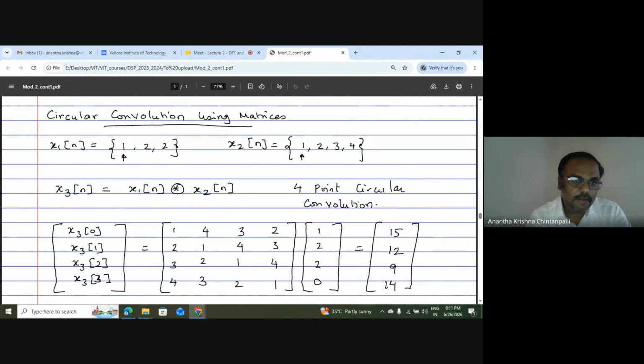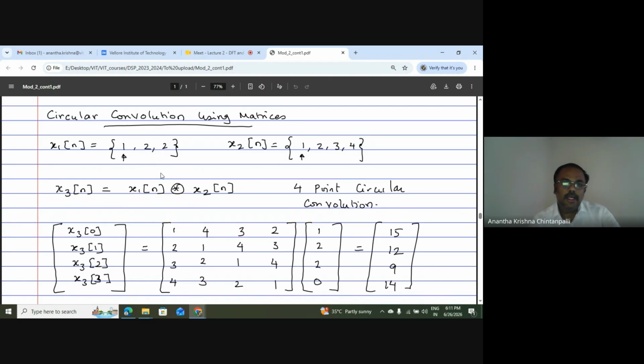I have been given the sequence x1 of n is 1, 2, 2, and x2 of n is 1, 2, 3, 4. I want to compute a 4-point circular convolution. The first thing is that x2 has length 4, but apparently x1 has length 3. So you need to zero pad 1, 2, 2, and put a 0. Now x3 of n is equal to x1 of n, 4-point circular convolution, x2 of n. Since it is a 4-point, x3 of 0, 1, 2, and 3.